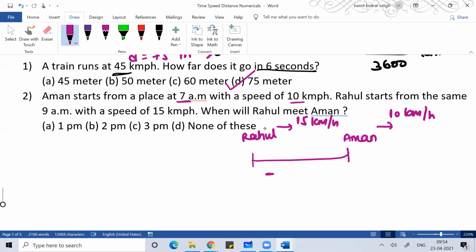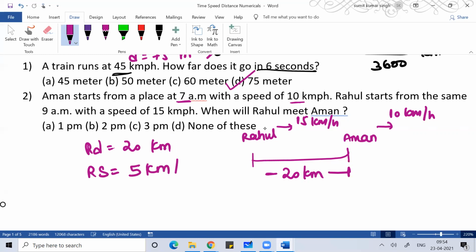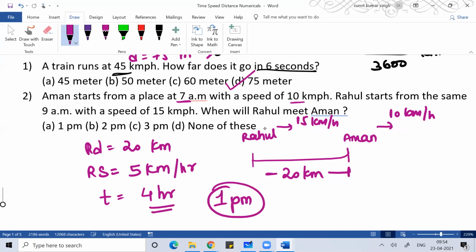By the time Rahul started to chase Aman, the distance between them became 20 kilometers, and both are running in the same direction. So the relative speed between them will be 5 kilometers per hour. So the time Rahul will take to catch Aman will be 4 hours. 4 hours after 9 a.m. means Rahul will catch Aman at 1 p.m.